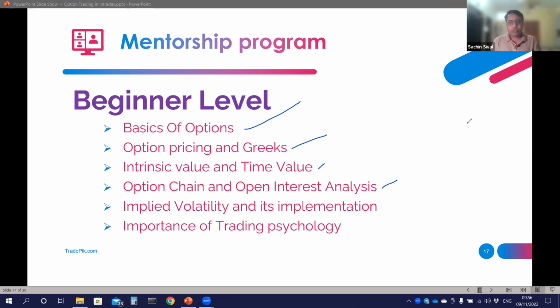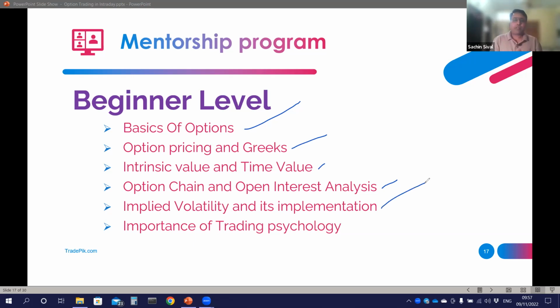So it will tell you the activity happening in the market. On a chart you just know what the trend is, but now what are people doing? Are they buying this stock, creating a short position, or creating a long position? That you will know with the help of the option chain, or you can say open interest analysis. So we will simplify open interest analysis and option chain analysis in this module.